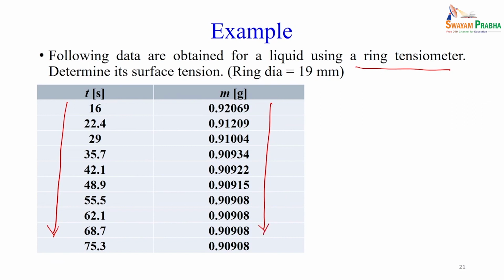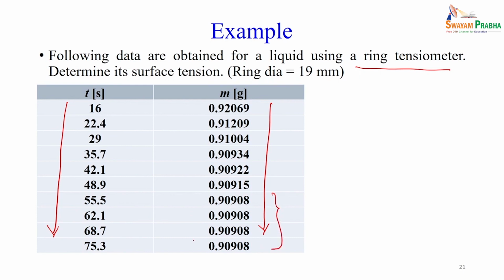So, what does it mean? It is reaching the equilibrium with time. Typically, if you just see, it is starting from 0.92 and going to 0.90908. So, it takes about 55 seconds; you can say the pulling process completes in 1 minute, and then this is the constant.